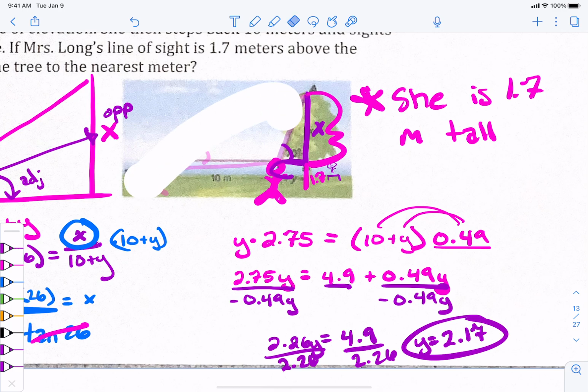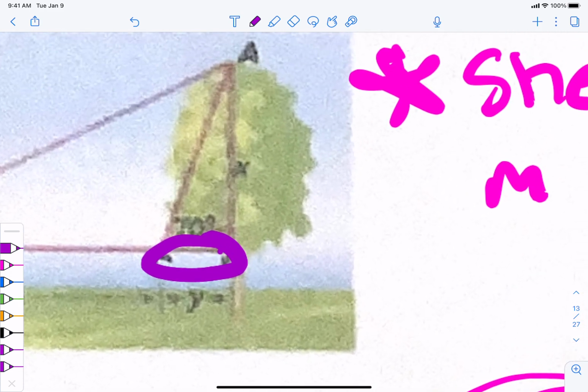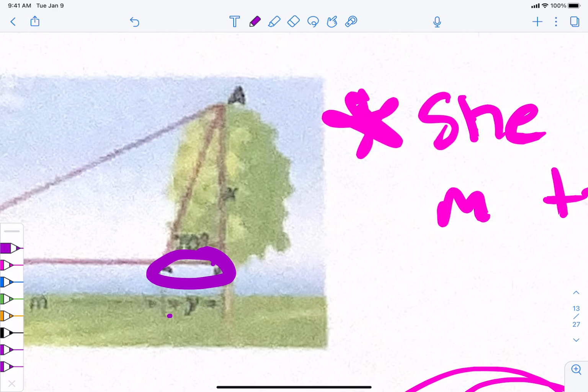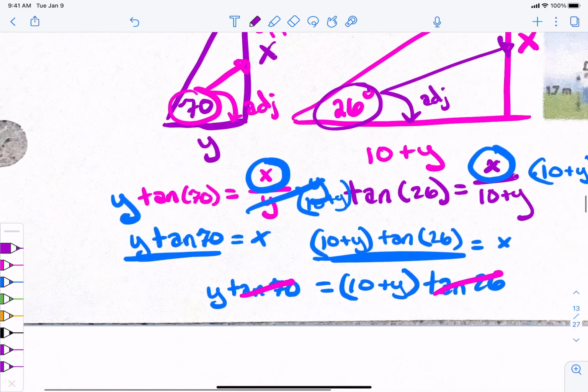I'm going to get rid of this stuff. We don't even want y. She was 2.17 meters away from the tree when she looked up and saw the 70-degree angle of elevation. This is 2.17, but I want x. So check out over here.